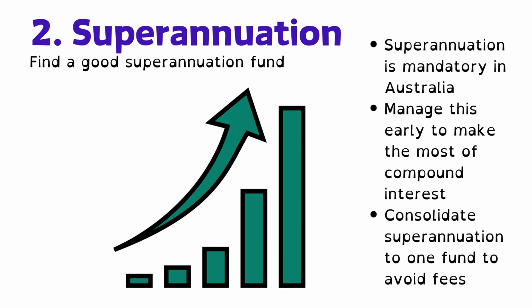Remember, superannuation will keep accumulating over your whole working life, approximately 40 years, so that is a lot of compound interest to be taking advantage of.